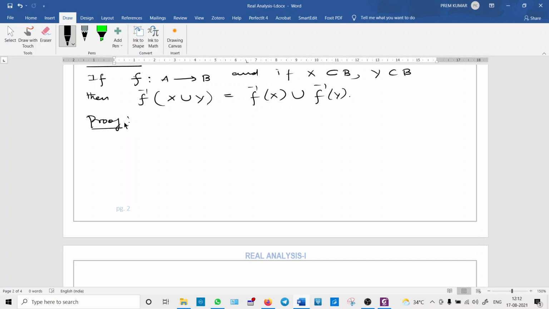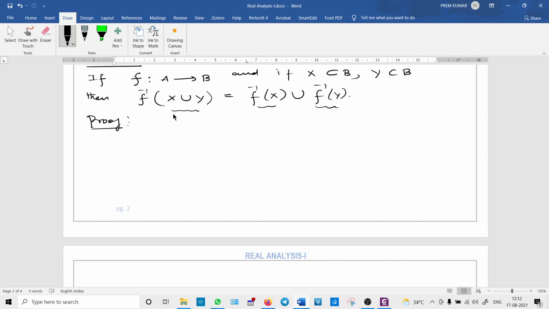So I already said how to prove this kind of equality of two sets. In other words, the inverse image of the union of two sets is the union of their inverse images. Sometimes in words also they may ask the question: the inverse image of the union of two sets is equal to the union of the inverse images. We have to prove it.